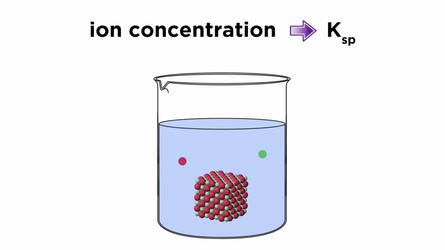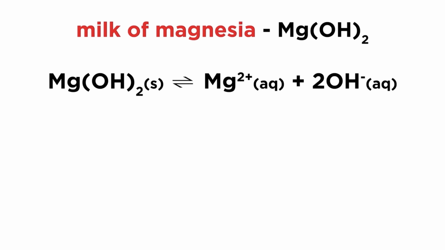If we have a way of measuring ion concentrations in solution, we can calculate the KSP value for a given substance. Let's say we have a saturated solution of milk of magnesia, which is magnesium hydroxide. This is slightly soluble and dissolves according to the following equilibrium. Say we measure the resulting magnesium ion concentration as being 3.7 times 10 to the negative 5 molar. What will be the solubility product for magnesium hydroxide?